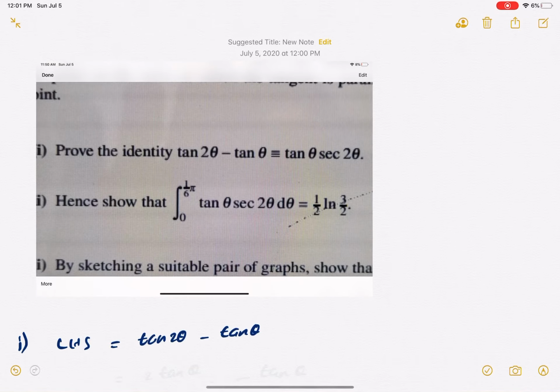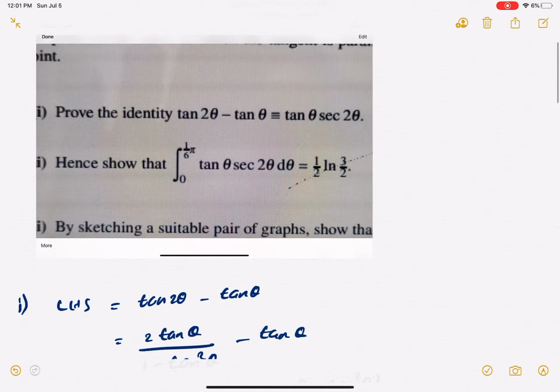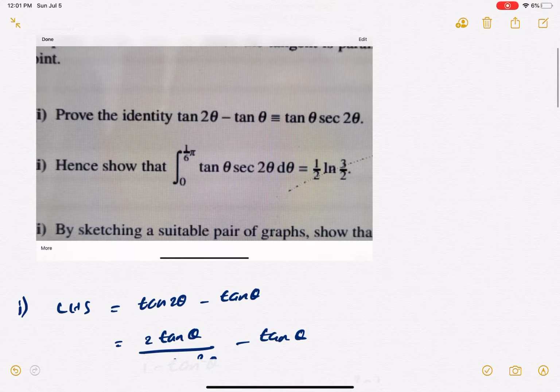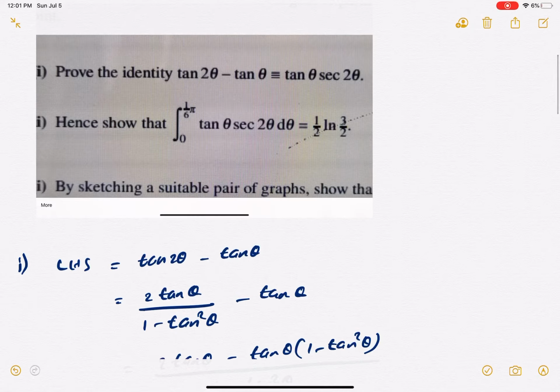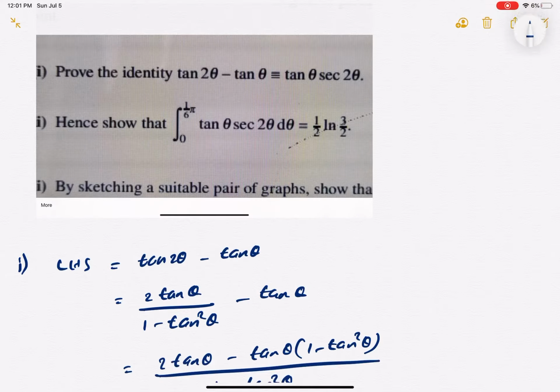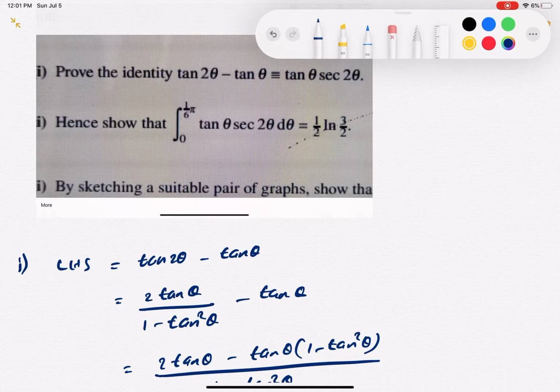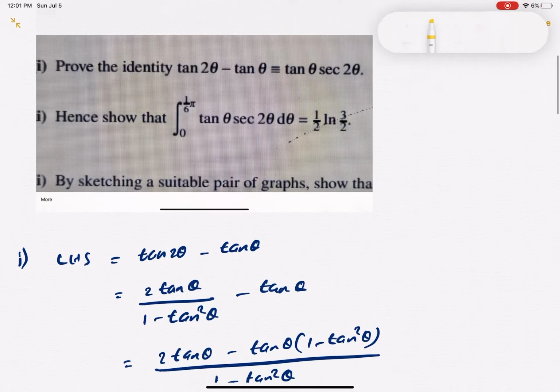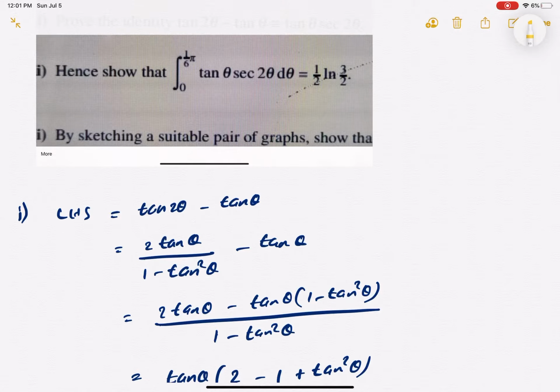So if you look at it, my left hand side says tan 2 theta minus tan theta. In order to obtain sec 2 theta, I will have to use the double angle formula to expand tan 2 theta, which I have done here: 2 tan theta over 1 minus tan square theta, and minus tan theta. So over here we can say by taking the LCM, it's 2 tan theta minus tan theta into 1 minus tan square theta, over 1 minus tan square theta.